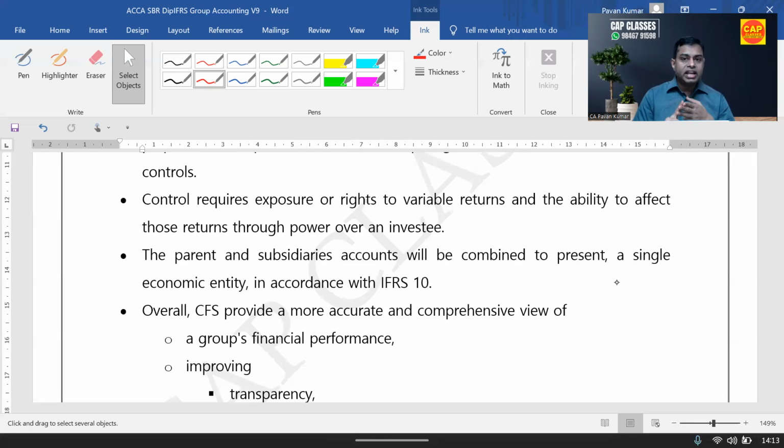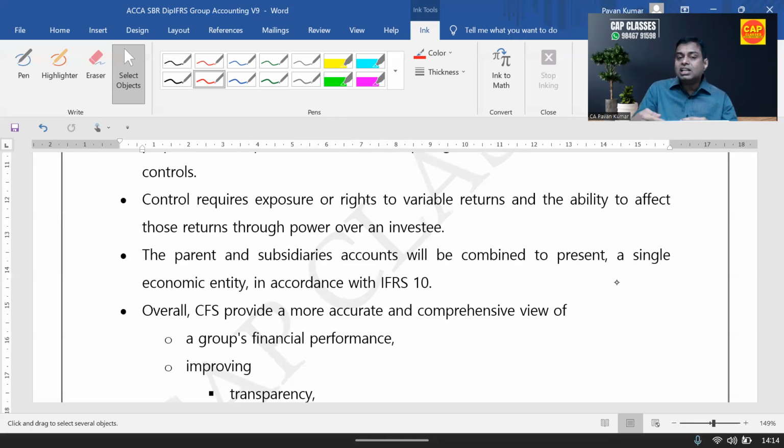Point number three, the power that I have, am I intending to exercise it? Am I able to exercise it? If my ability to exercise the power is not absolute, I do not control you. I have voting rights, but is it practically possible for me to exercise voting rights? That is also a criterion. So if these three conditions are satisfied, then we can say that yes, A limited controls B limited. The moment you say yes, A limited controls B limited, then B limited is the subsidiary and A limited is the parent. A limited is called the holding company, B limited is called the subsidiary company.